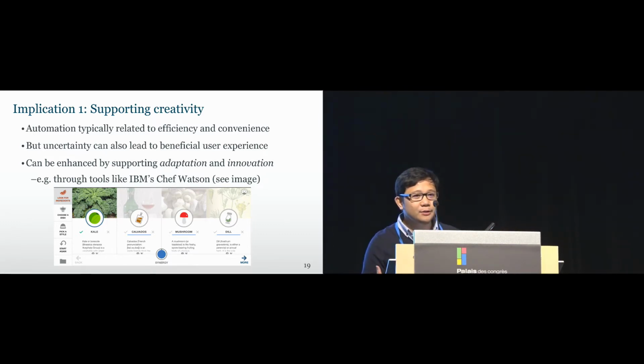The first implication is about supporting creativity. In the literature, when people talk about autonomous systems, as mentioned in the earlier presentations, the key emphasis, or even the only one, is on efficiency and convenience. These factors also come up in our study, but what is different, and what I consider perhaps the most important contribution of our work, is that our participants also valued a different set of factors that go beyond efficiency and convenience, such as creativity and discovery.